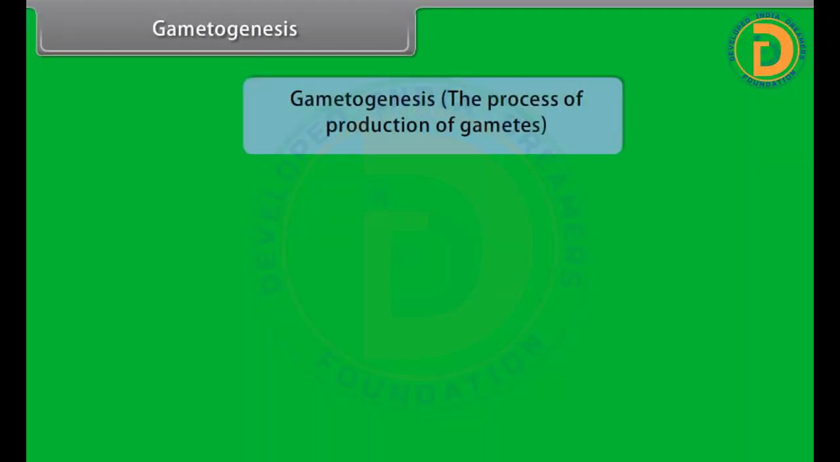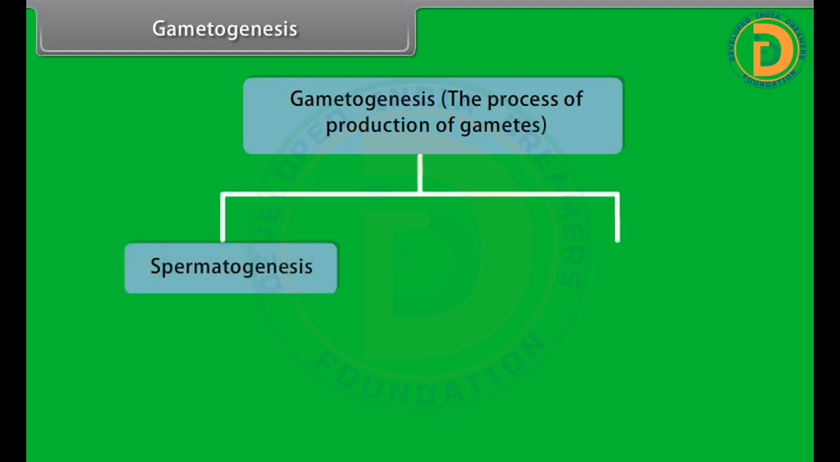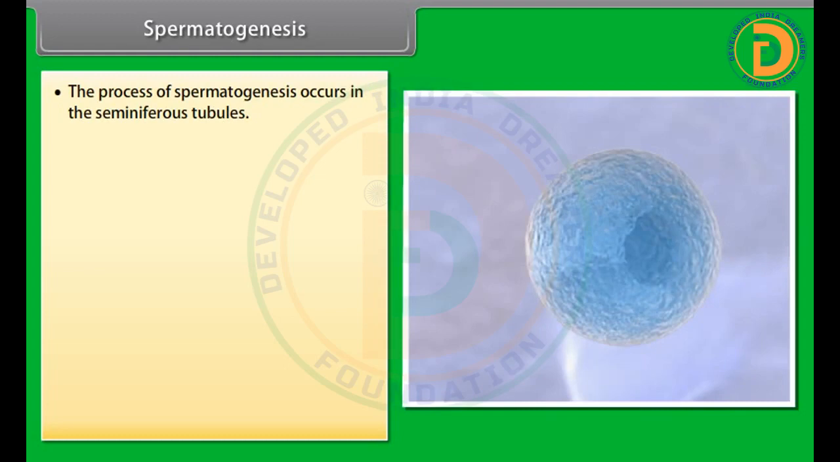Gametogenesis. It is the process of production of gametes. Males and females of a species have different forms of gametogenesis. Spermatogenesis, male. Oogenesis, female. Spermatogenesis. The process of spermatogenesis occurs in the seminiferous tubules.